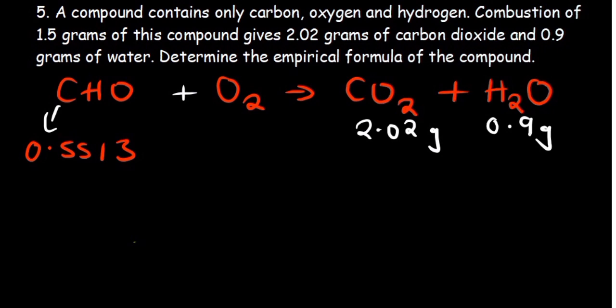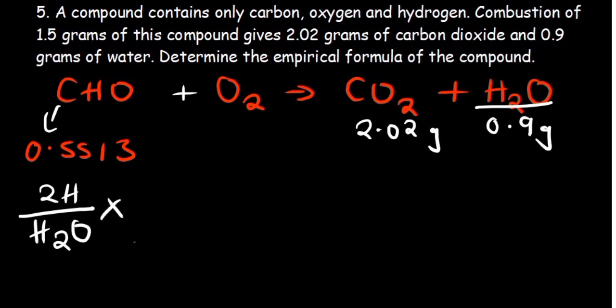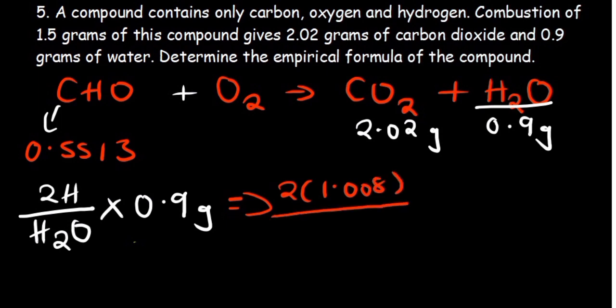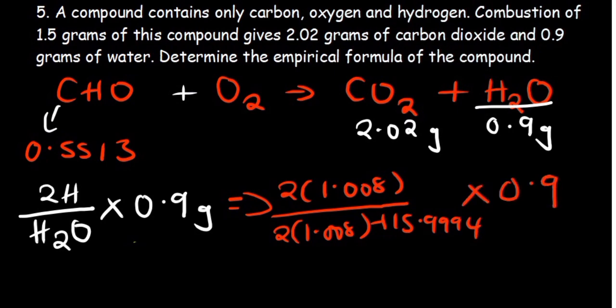For hydrogen, we'll do the same. We'll look at our water molecule there. We have 2 hydrogen atoms in the water molecule. So that should be multiplied by the mass of water given. So now we have 2 multiplied by 1.008, which is the molar mass of hydrogen, divided by the total molar mass of water. That should be multiplied by 0.9.